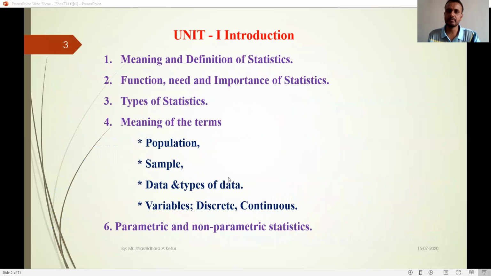Now let us move to the first unit, that is the introduction part. In this session, we should know the meaning and definition of statistics, functions, need and importance of statistics, types of statistics, meaning of the different terms in statistics like population, sample, data, and variable. Last one, parametric and non-parametric statistics.